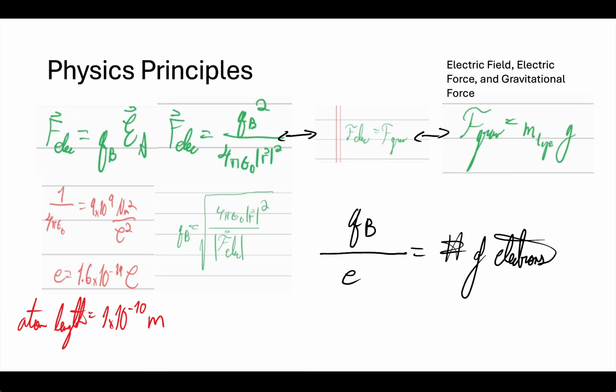The physics principles used for this lab are the electric force, the gravitational force, and electric charge. These are all the equations that will be used. F electric in the top left will first be used to determine the electric charge, which is based on the gravitational force because it's the opposite, since the gravitational force pulls downward and the electric force pushes upward. To find the charge of the tape, we rearrange this equation to get Q_B. And finding the number of electrons is dividing Q_B by the charge of an electron over here.